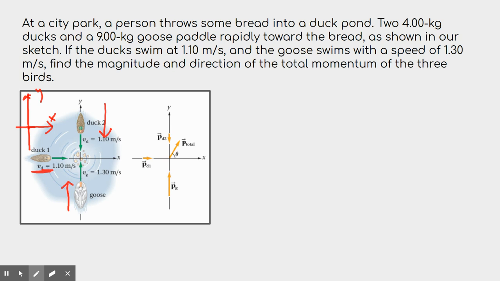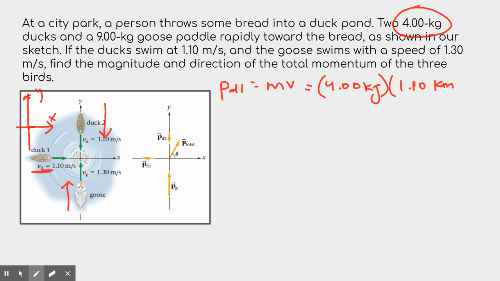Let's start with duck 1, and we're going to go ahead and calculate the momentum for duck 1. Well, that would be P of duck 1 equals mv. Now, when we look at this first duck, we see it's only moving in the positive x direction. So we don't even need to write anything for y because nothing's happening in the y direction for that duck. So I can just plug in my information and I see that the duck is 4 kilograms. I was told that up here. And its velocity is 1.10 meters per second.